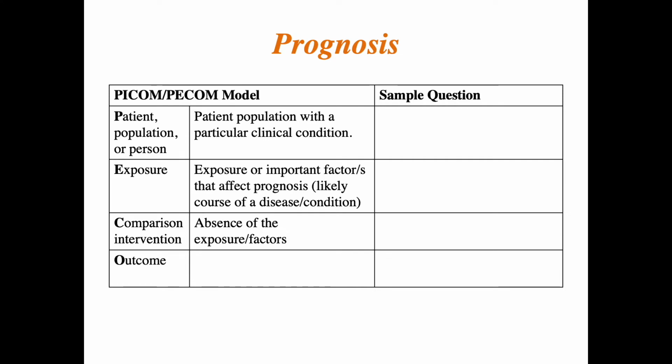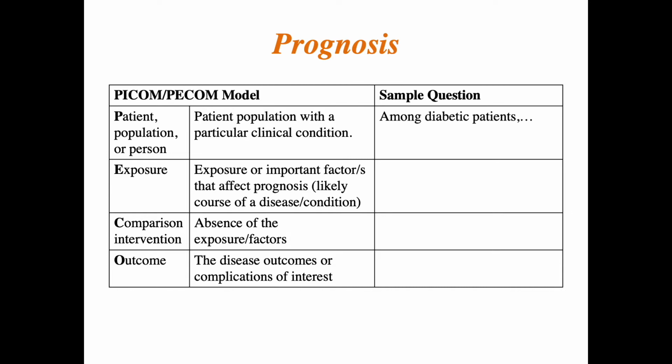So exposure would be the presence of the risk factors that put somebody at risk for unfavorable outcomes, and the comparator will be the absence of those factors. And the outcome really depends on the objectives or what the researchers want to find out. That could be the chances of death, chances of survival, chances of recurrence of the disease. Okay, now let's have an example here.